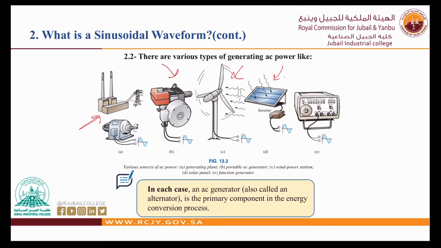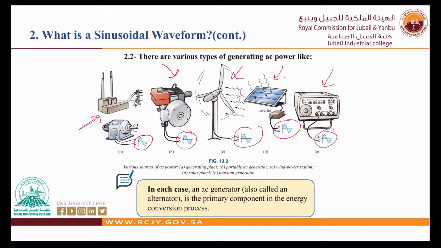From the PV. And here also from a generator, which is called a function generator. So all of them have an AC sine wave. This is AC, and this is also AC. In each case, an AC generator is also called an alternator.